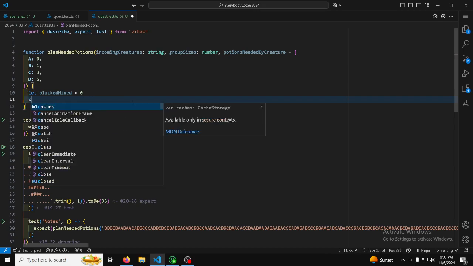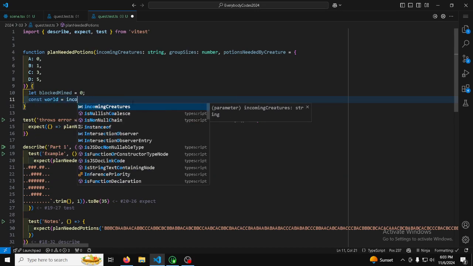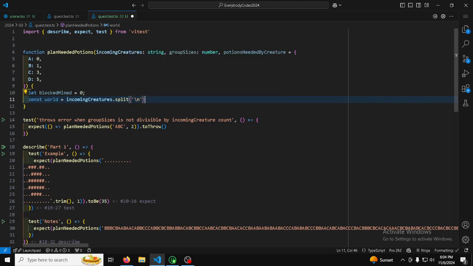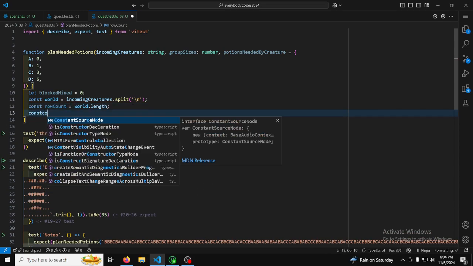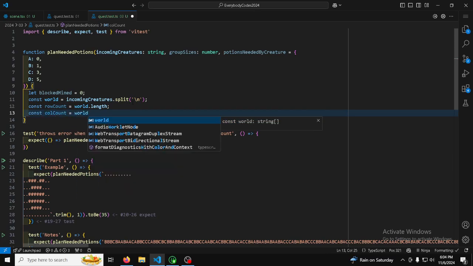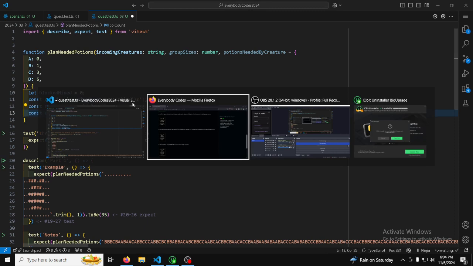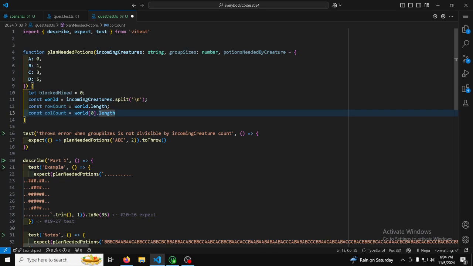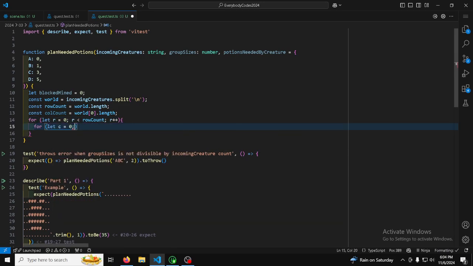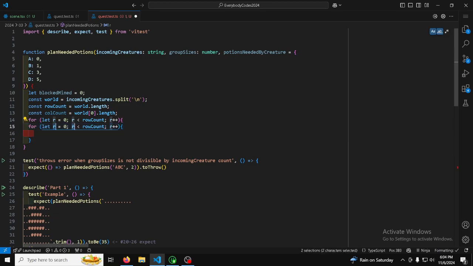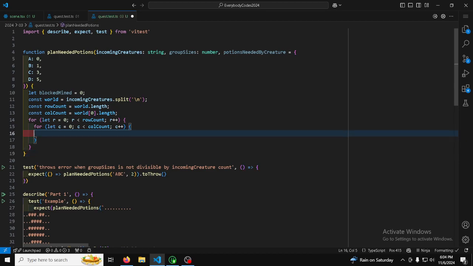For let. Well, let's. Const world equals incoming creatures. Split. Cast row count equals world dot length, const col count equals world 0 dot length. Okay, we have that for let r equals 0, r less than count, r plus plus, for let c equals 0, same thing, steal it, don't type it. Except for the column count, drop that. There we go. I've lost all my indentation, and it's back.